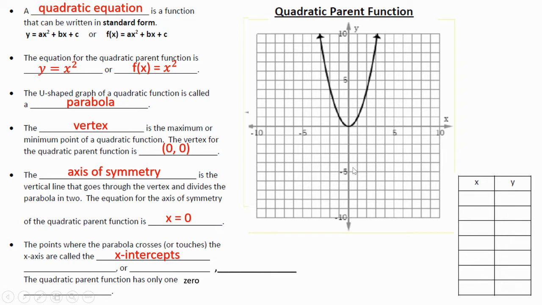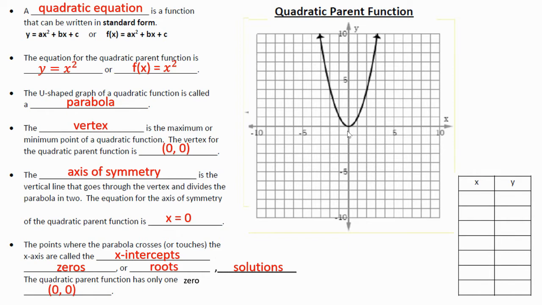The points where the parabola crosses or touches the x-axis are called the x-intercepts. Now, it could cross the x-axis or it could just touch like this one. All right. Now, there are four names we can call this. We can call it the x-intercepts, the zeros. We can call it roots, or we can call it solutions. So anytime you see x-intercepts, zeros, roots, or solutions, they're talking about the points where it crosses the x-axis.